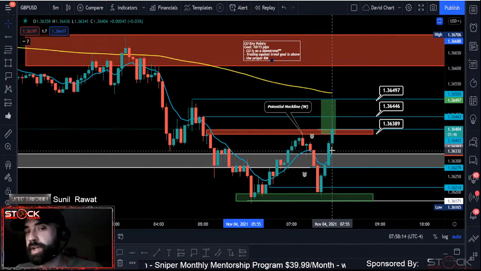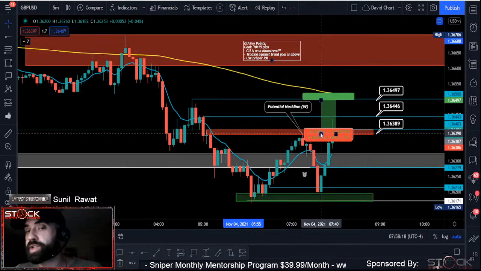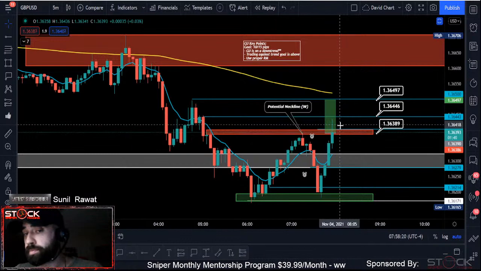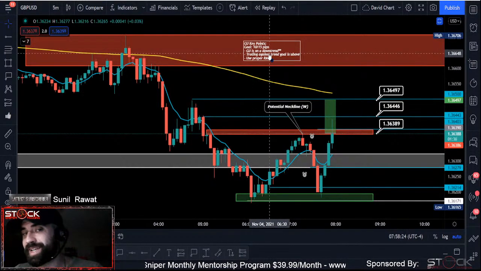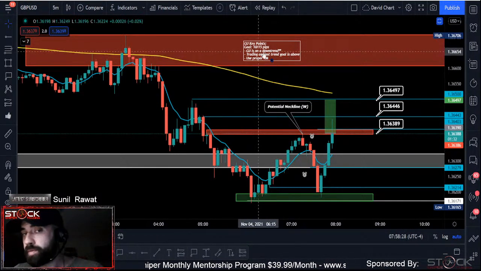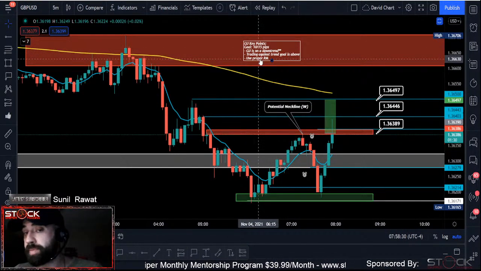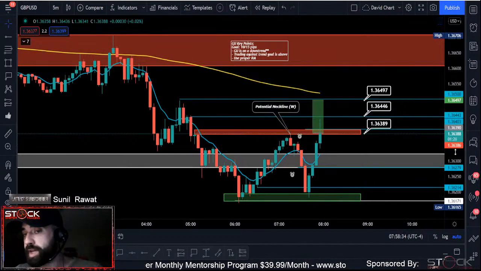10, 15 pips. I don't think we're going to get it right now. So if you're just signing on or you're just watching, leave it alone. Wait for the 8 a.m. because GU is in a downtrend. You're trading against the trend. The goal is above, which is 10, 15 pips. Use proper risk management. So all valid points leading into news, which is going to happen in about 1 minute and 30 seconds.